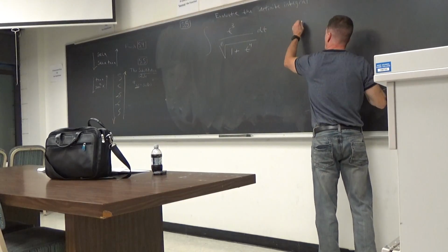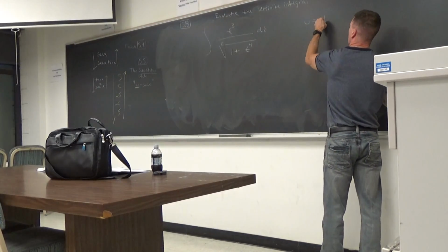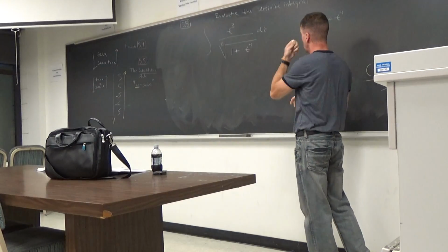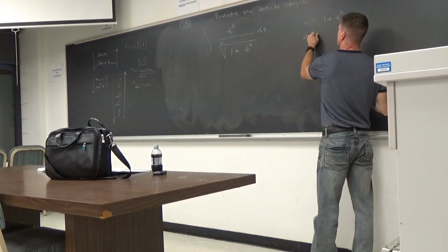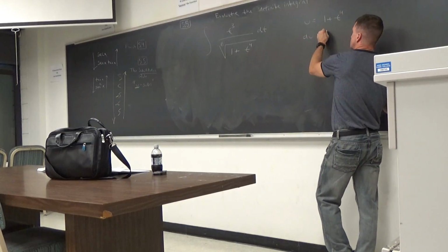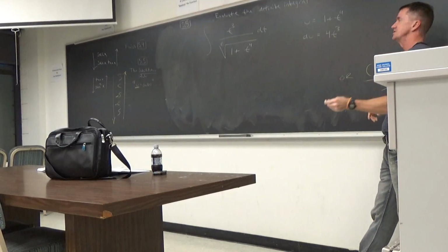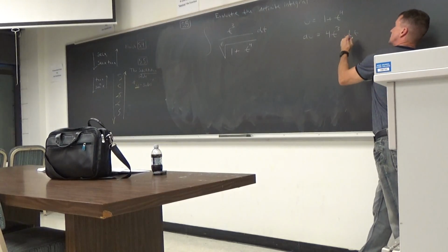So we go off to the side. u equals 1 plus t to the 4th. Not just t to the 4th, the 1 plus t to the 4th. All right, what's du? 4t cubed dt.